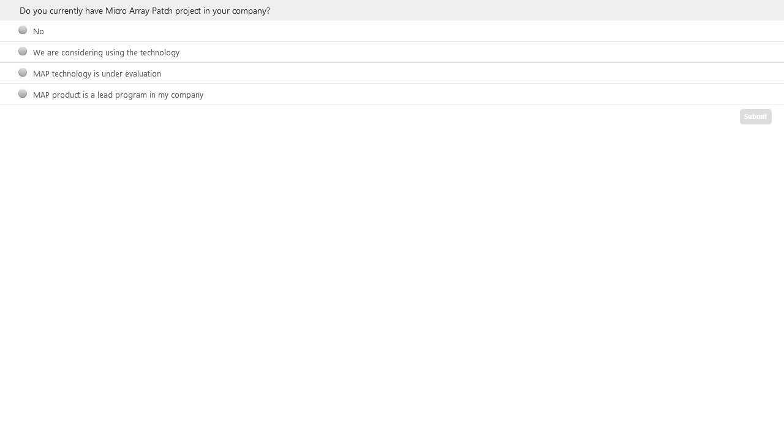do you currently have microarray patch projects in your company? No, we're considering using the technology. MAP technology is under evaluation. MAP product is a lead program in my company.